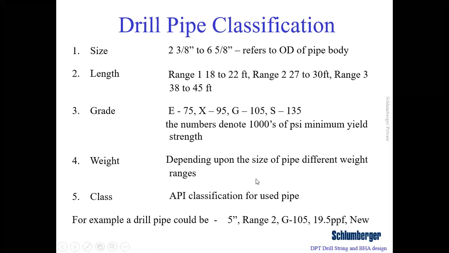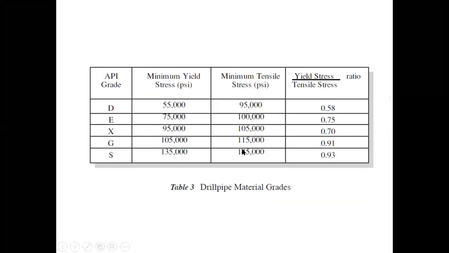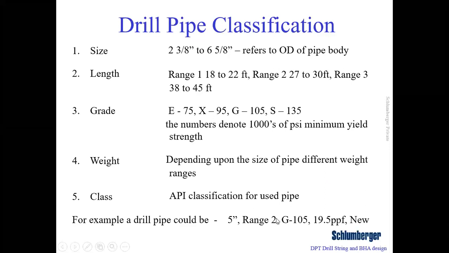Range 2 means, as I showed you, ranges already. There are three ranges, API 1, 2, 3. Range 2 means the length is around 30 feet. This is the second one. Third one is the quality, how much stress it can handle. So G95 is the good quality, 105,000.